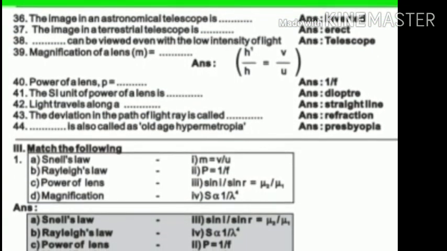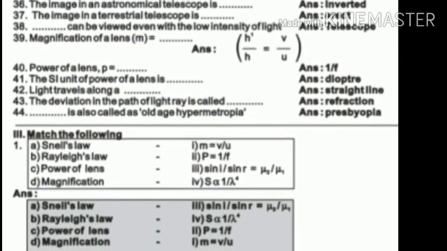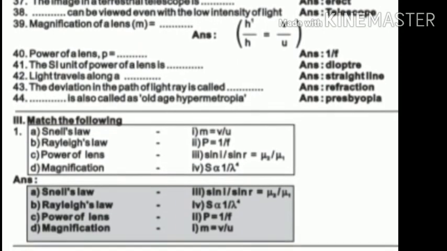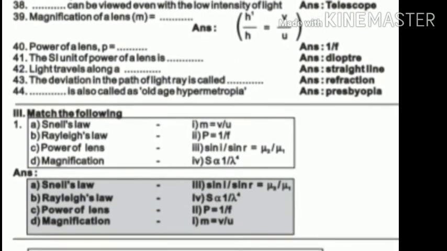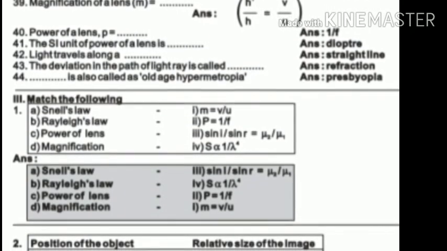Light travels along a dash straight line. The deviation in the path of light ray is called dash refraction. Dash is also called as old age hypermetropia, presbyopia.